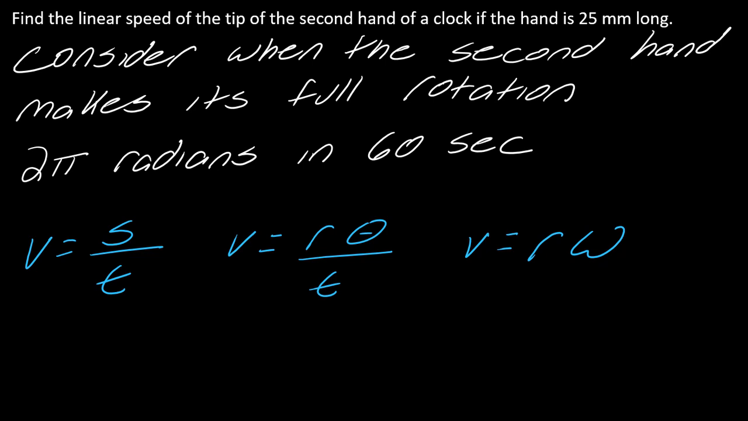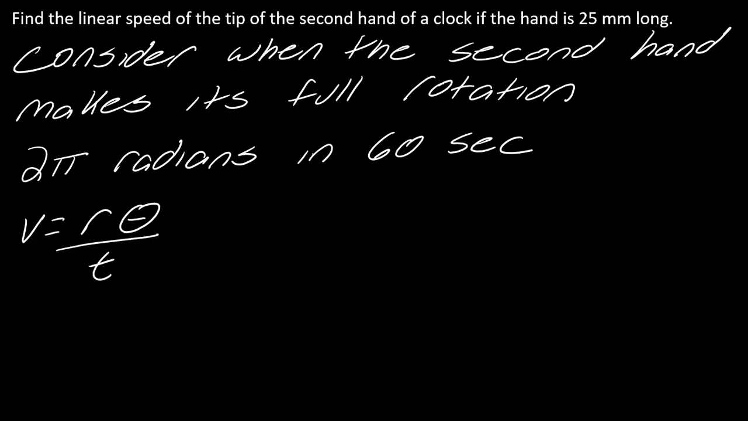So in this case, I've got the radius, that's what this 25 millimeters is interpreted as. I've got a theta and then I've got a time. So in this case, it would probably make sense to think of linear speed like this formula. So I've got my v equals r theta over t. And so I can just plug in my information, right?